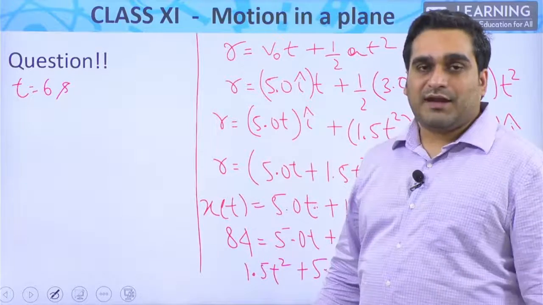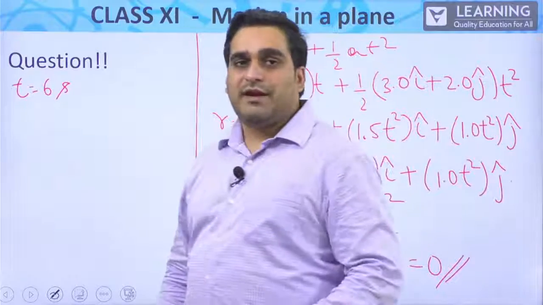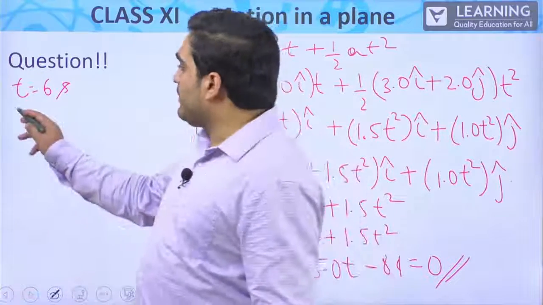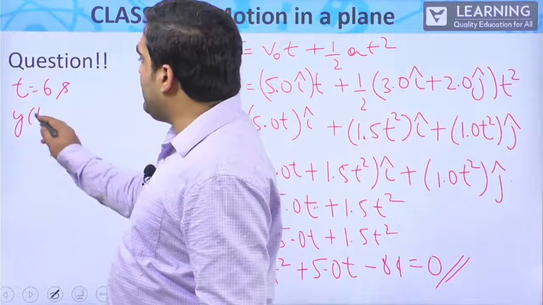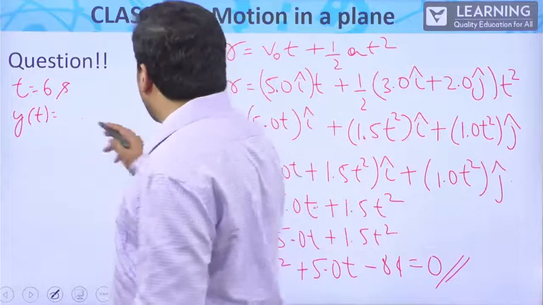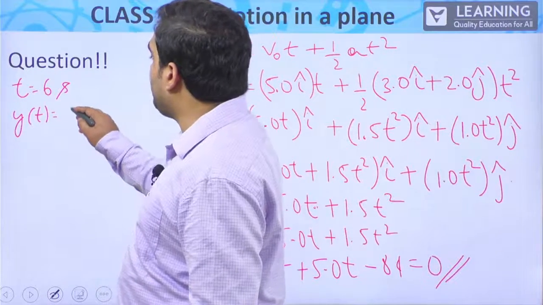Now that we have time t, we can find the y component. Remember, the y component is this. So y of t is equal to 1.0 t square, or just t square.